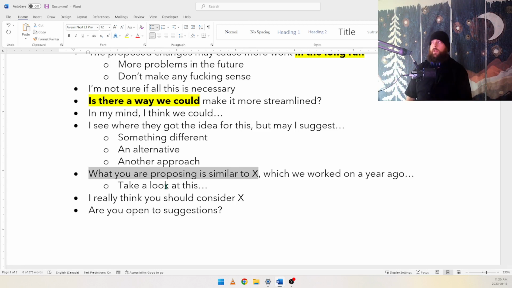But let's just imagine that you're working on a project, again, for a different company, very similar project to something you've done before. You found the right way to do it. And this client is suggesting something that you know is not necessary. And you want to draw on your past experiences to explain why it's not necessary. What you are proposing is similar to the Bates project that we worked on a year ago. Can I show you it? Here, take a look at this. I think this is exactly what you need. I think this is exactly what you want. Also, it's a lot less work than your shitty idea. It's a lot less work than what you have suggested.